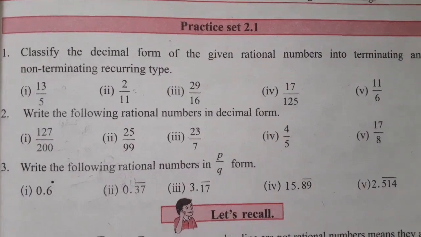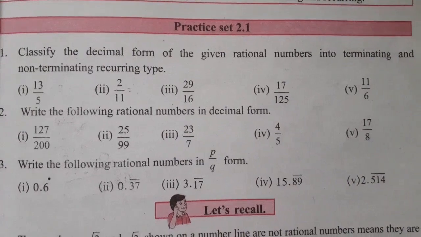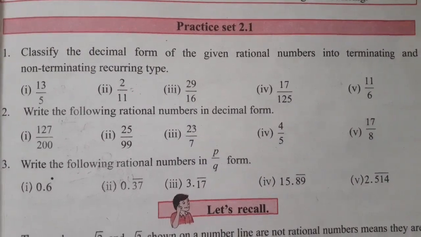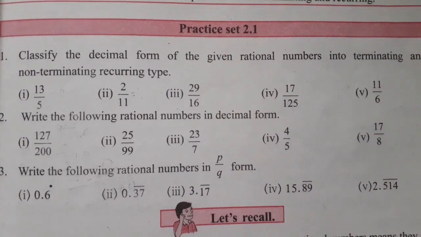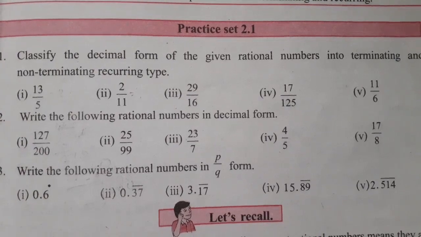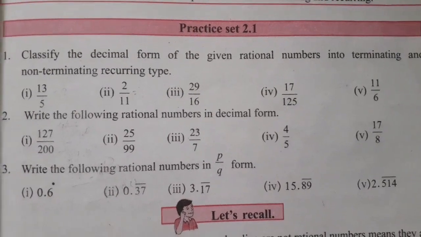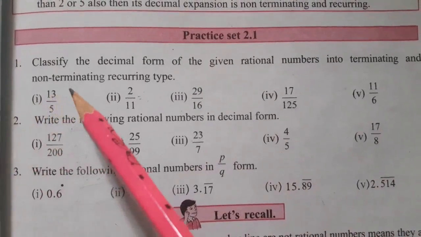Example number 1. Classify the decimal form of the given rational numbers into terminating and non-terminating recurring type. Here, some rational numbers are given and we have to classify the decimal form of the given rational numbers into terminating and non-terminating recurring type. Subquestion first, 13 upon 5.